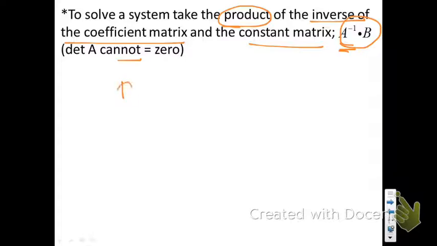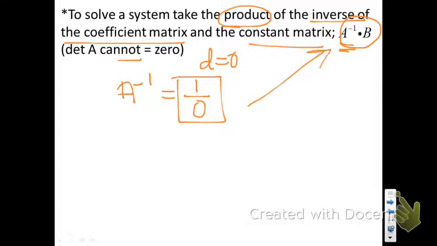Remember that to find an inverse of a matrix, you have to take the inverse of the determinant. So if our determinant is 0 and we try to take the inverse of 0, this is what is known as undefined. So because the inverse does not exist, then you cannot solve that system. And that means the lines are parallel and do not intersect.